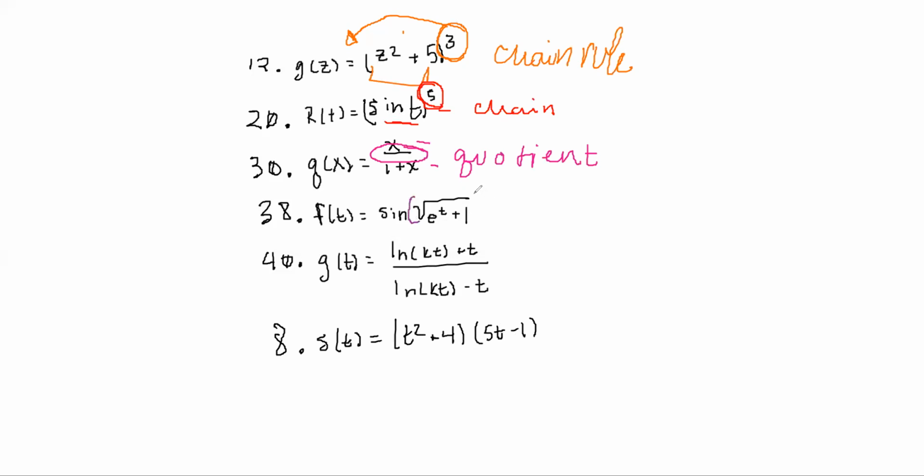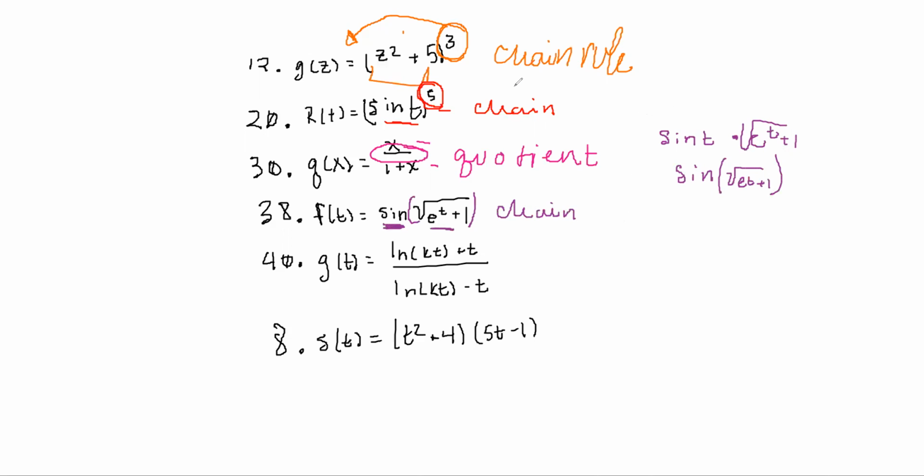Okay. What do we do with this? I can consider there to be parentheses there. Product? Is this a product? This would look like a product if it was sine t times the square root of e to the t plus 1. But this is sine of the square root of e to the t plus 1. So what this actually is, we're going to use chain again, where this is our outside function and this is our inside function.